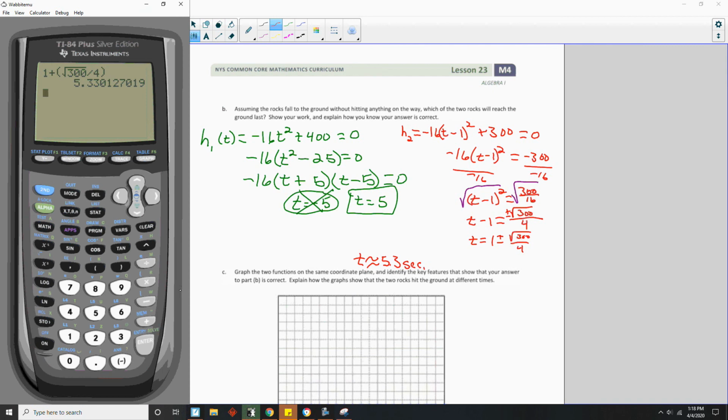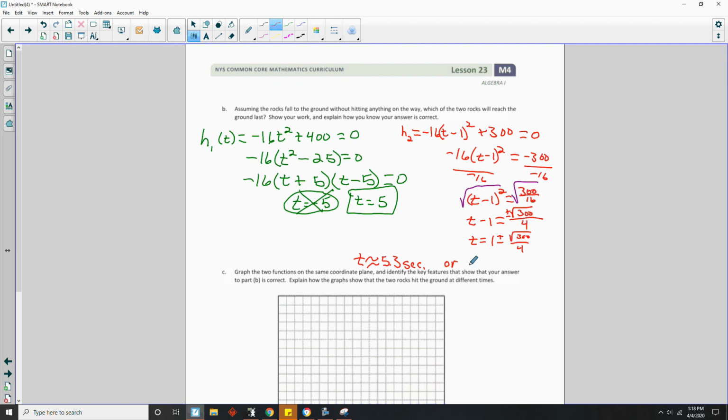And then if I do the other one, simply just go second enter to bring that back and change that plus in front to minus. It's just a lot quicker that way. And I get a negative 3.33. Okay, obviously that doesn't make sense. We can't have negative time. So it took his rock to drop 5.3 seconds. So the lower climber's rock will hit the ground after 5.3 seconds. The higher climber's rock will hit the ground after 5 seconds.